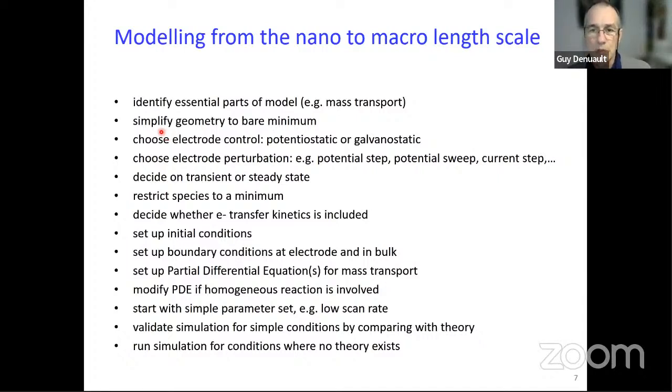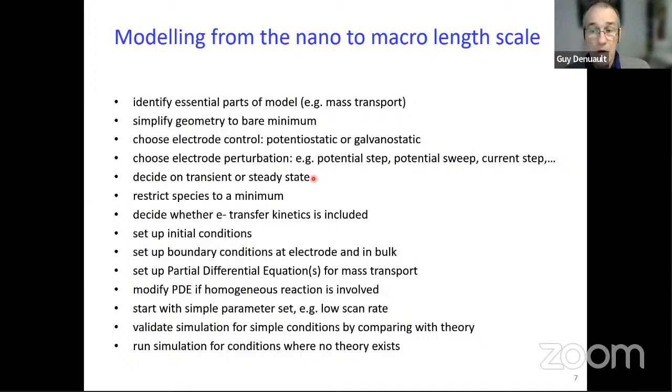You want to then select what experiment you're going to do with your electrodes, and essentially you want to decide what is being controlled. Are you controlling the electrode potential or the current? In which case you will see that the mathematics that comes from that is very different. You then need to control the type of perturbation. Are you going to do a step, a sweep, a square wave, an AC voltage, or an AC current? So the electrode perturbation will also need to be implemented in the model.